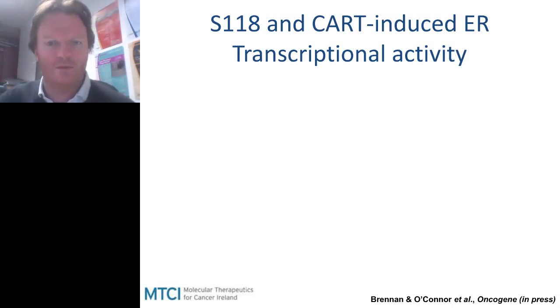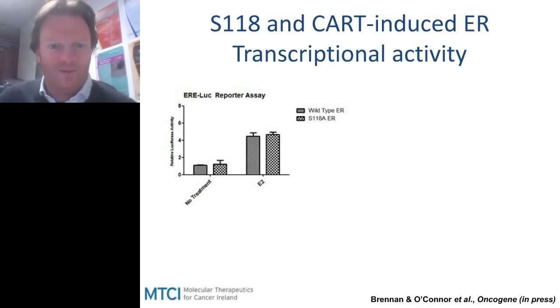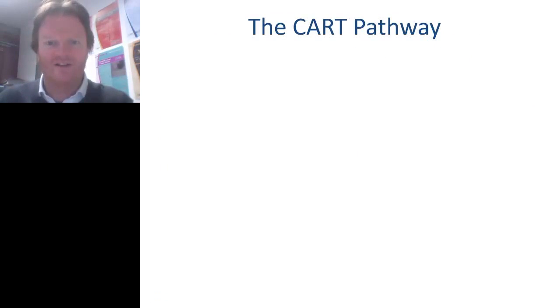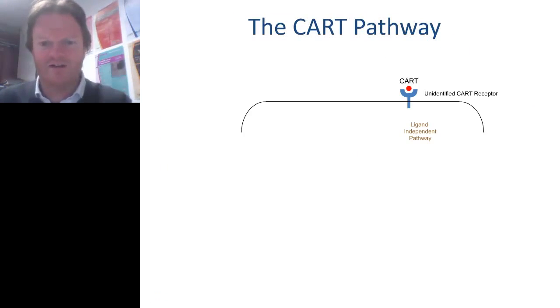Indeed, if we mutate serine 118, so this is wild type estrogen receptor versus wild type CART, and it can switch on the ERE luciferase reporter, whereas when we mutate the serine 118, it blocks the ability of CART to activate this ERE luciferase reporter assay, whereas estradiol, which stimulates phosphorylation at different sites, doesn't block, so mutation of serine 118 doesn't block that ability.